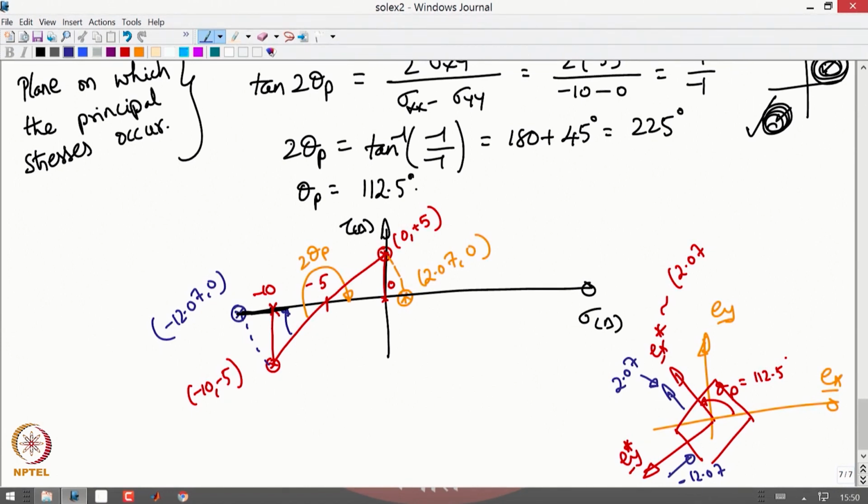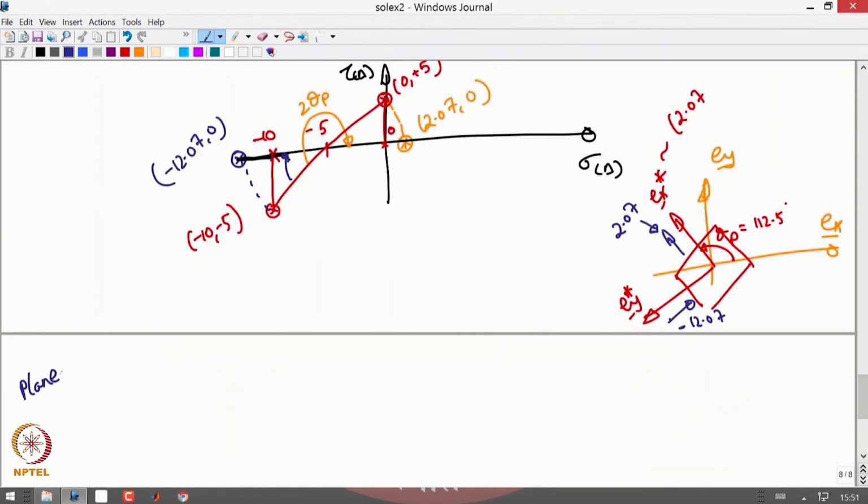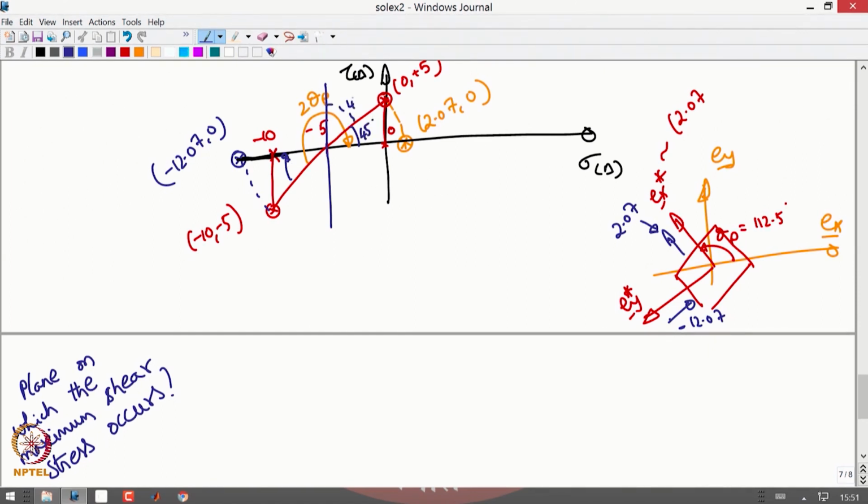Okay. Now, the next thing I want to find is the plane on which the maximum shear stress occurs. Okay. Now, you know that plane would be this vertical line. Okay. So, this angle is 45 degrees, this angle is 45 degrees. So, this angle will also be 45 degrees.